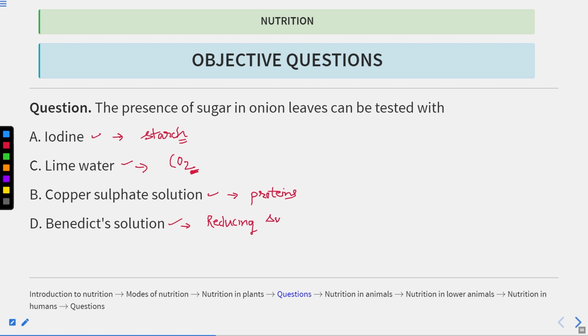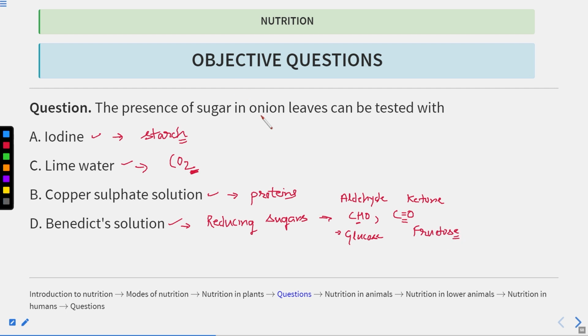So what is special about reducing sugars? These reducing sugars contain either the aldehyde group, CHO, or the ketone group, which is the CO group. So an aldehyde-containing sugar is glucose and a ketone-containing sugar is fructose.